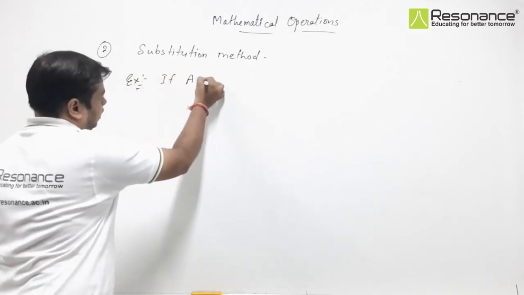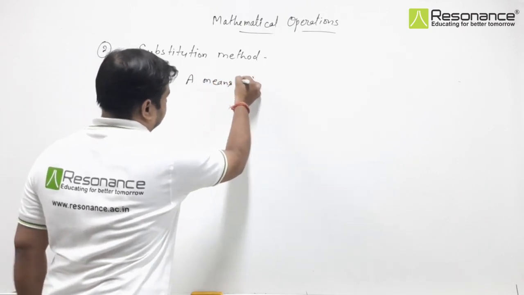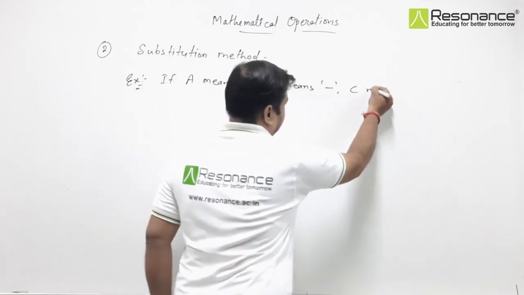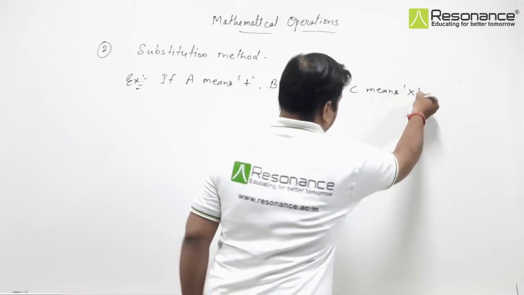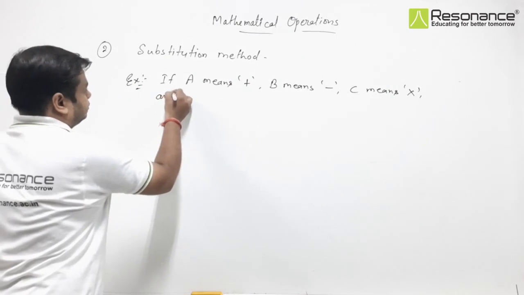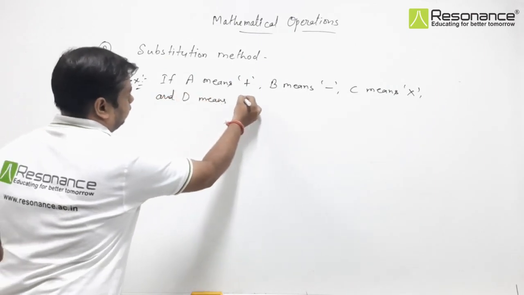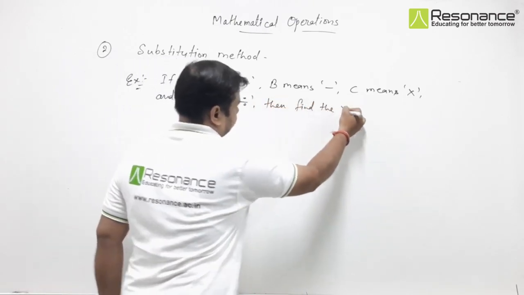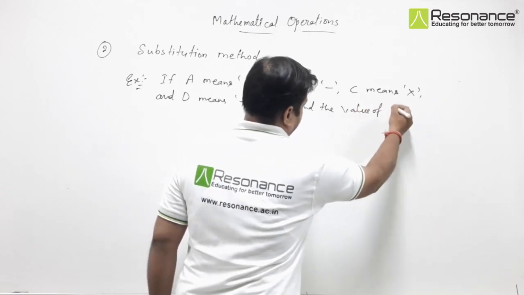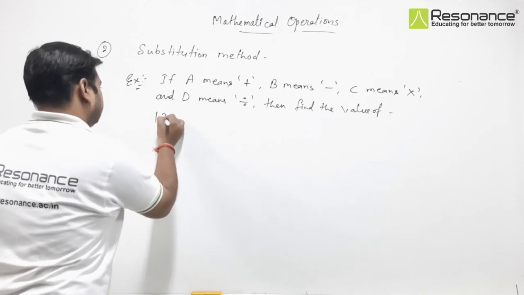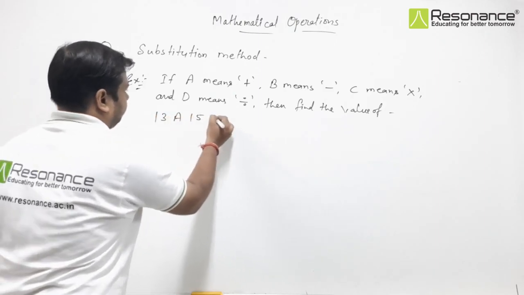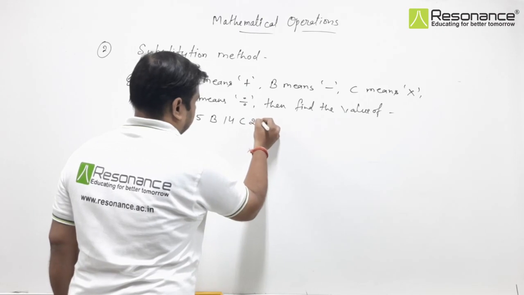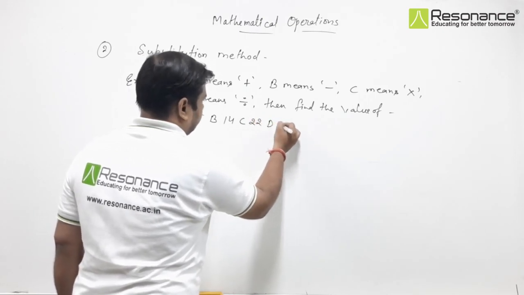If A means plus, B means minus, C means multiply, and D means divide, then find the value of (13a), (15b), (14c), (22d), (11).